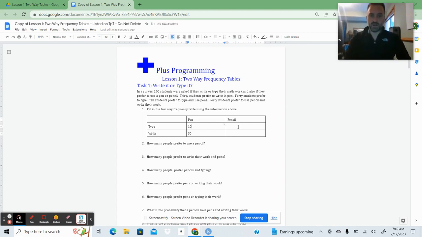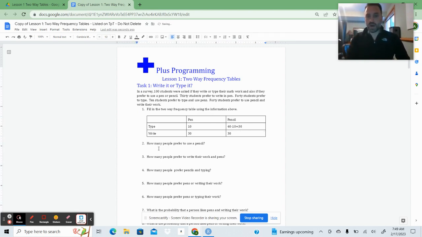So if you look here, if you remember, 40 students prefer to type. So if I did this, type is 40 total. So if I did 40 minus 10, this is going to give us 30 here. So on here, I have 30 plus another 30, which is 60, plus 10 is 70. There's 100 people surveyed, so this has to be 30.